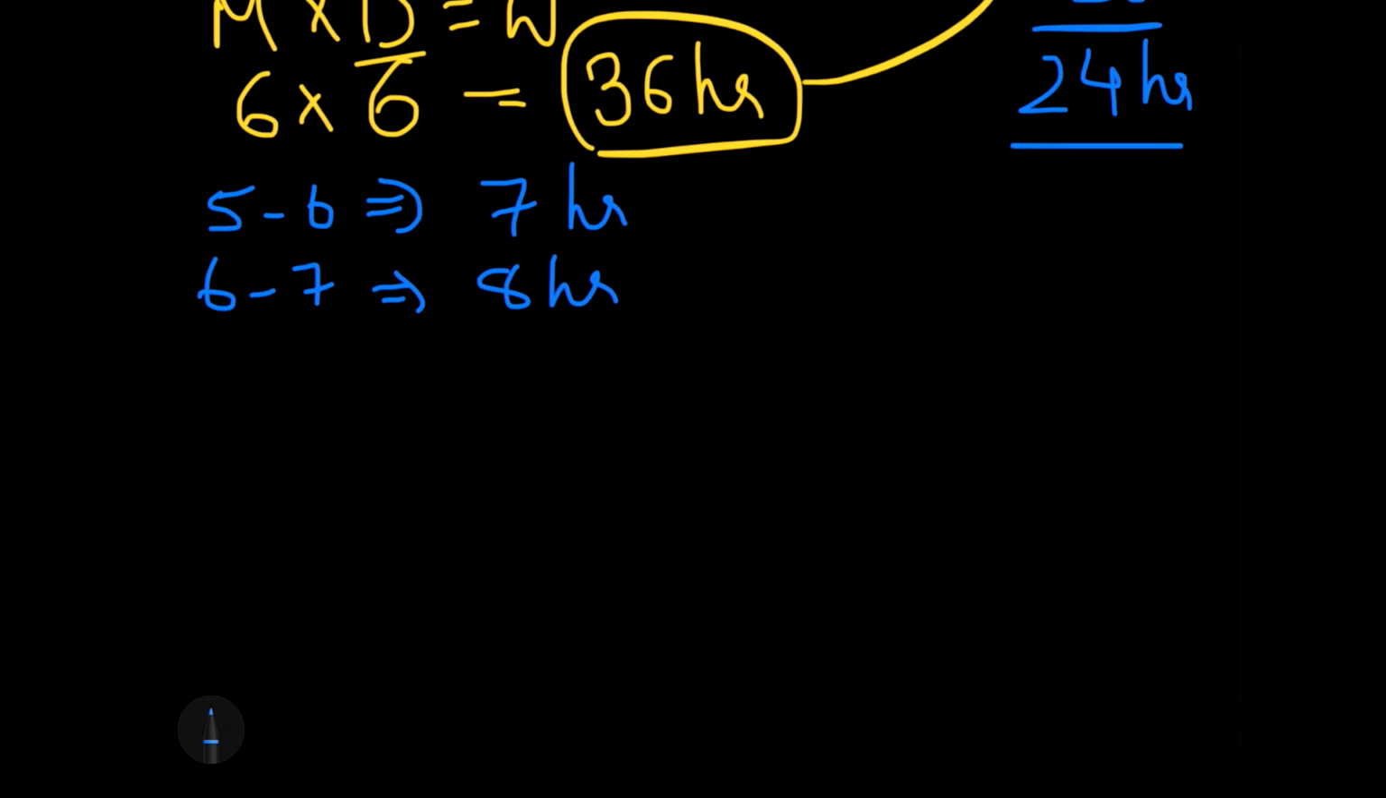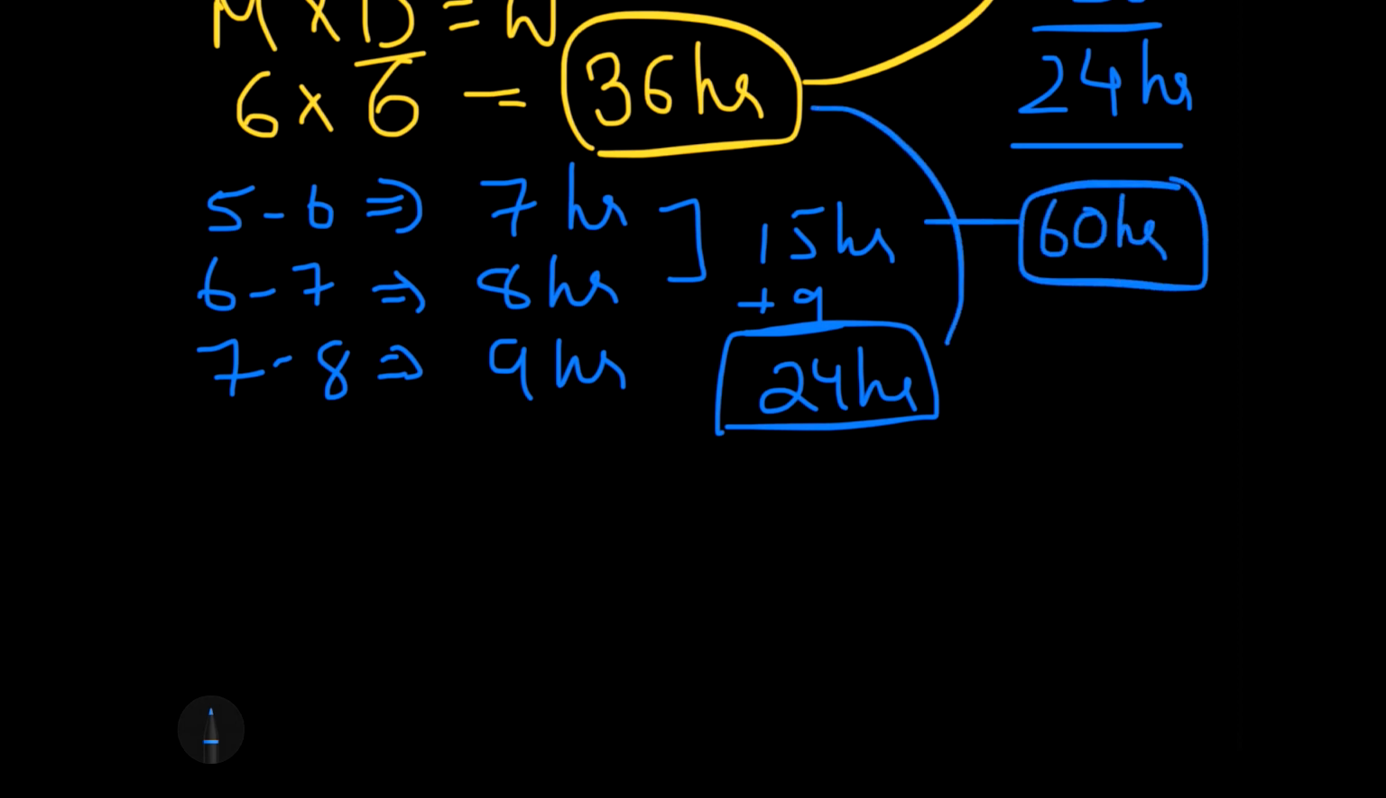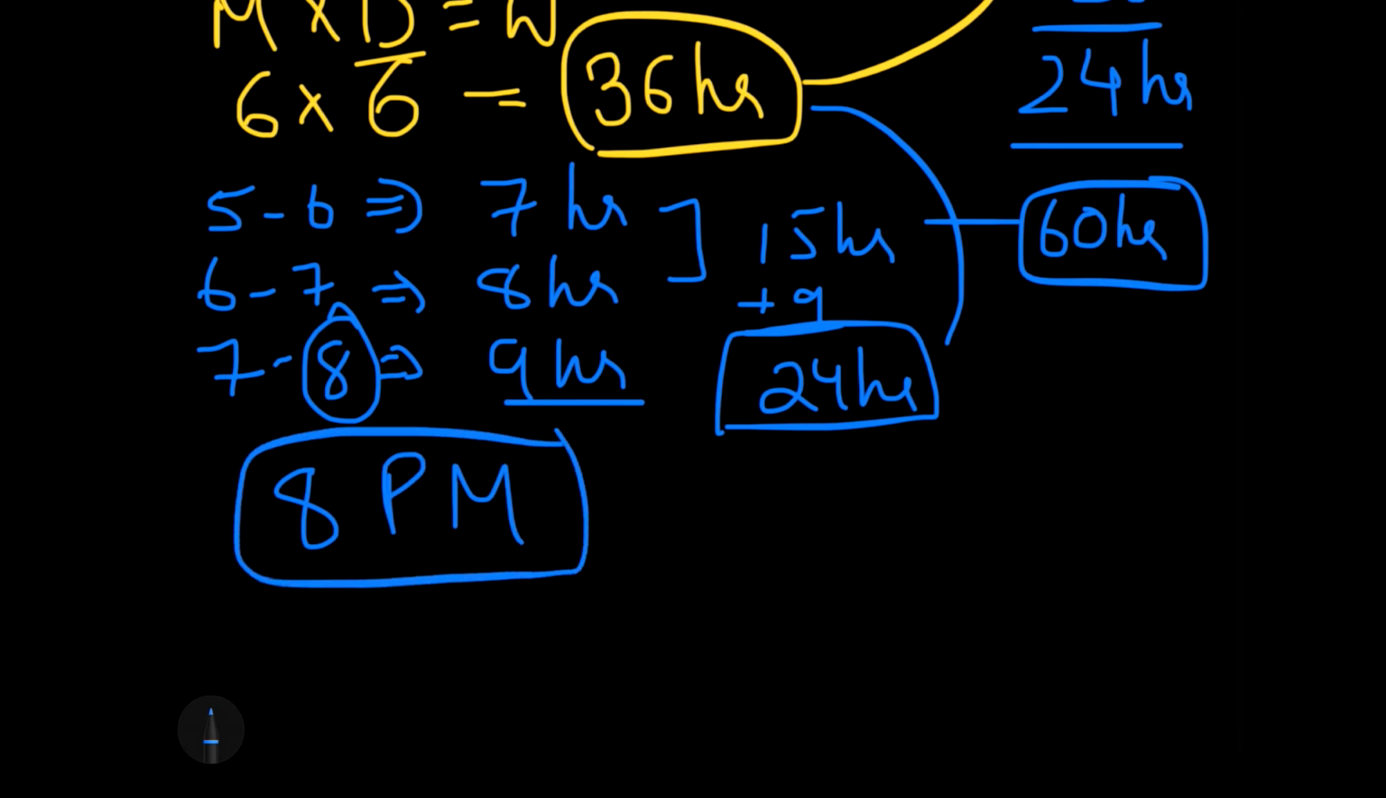I needed 24 hours of work, and already I have completed 15 hours of work till 7 p.m. Now, from 7 to 8, one more person will join, that will make it 9 hours of work, and 9 plus 15 gives me 24 hours of work. Therefore, all the 24 hours will be completed, and that means 24 plus 36, total 60 hours of work completed by 9 people at 8 p.m. So that means 8 p.m. is the time when the entire job or the project will be completed.